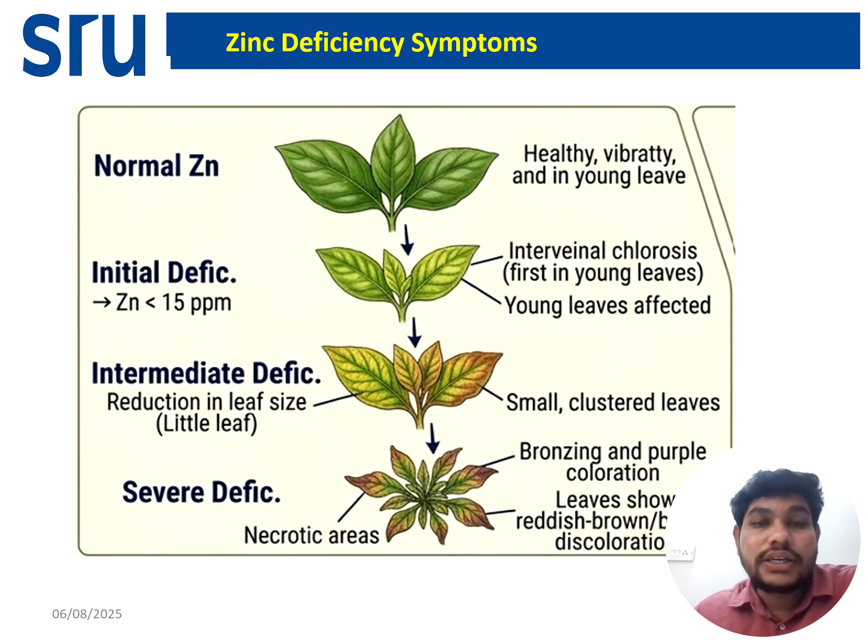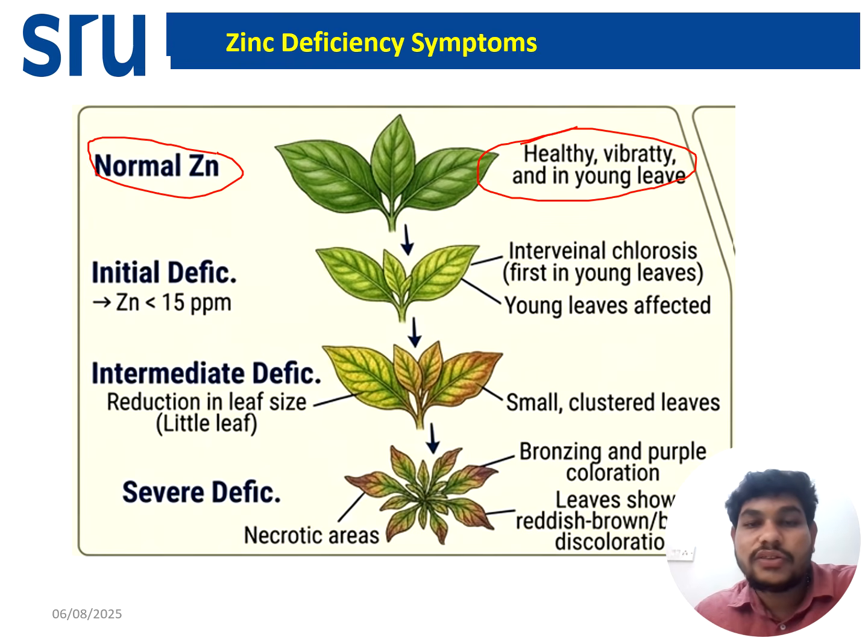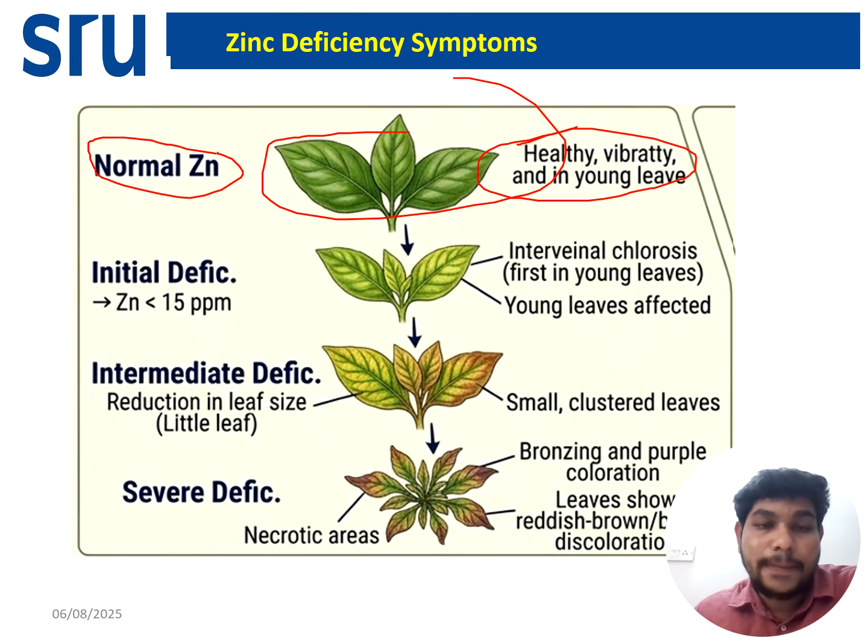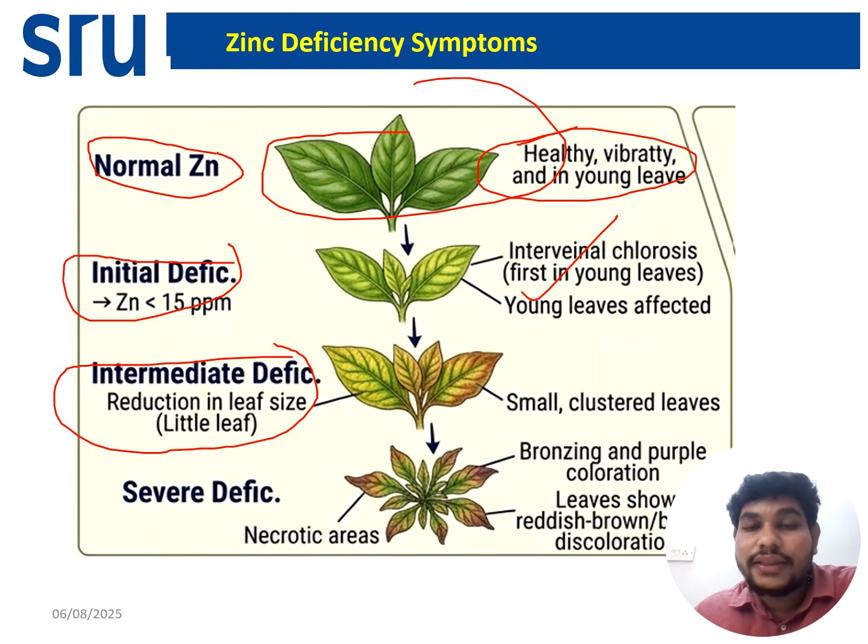See, if the zinc is normal, you will see the plant is healthy. There is no deficiency. It is green in color. If it is less than 15 ppm zinc, there is a deficiency. You will see interveinal chlorosis. Young plants will get affected. If the deficiency is more, less than 10 ppm, then it turns a brownish color. Then necrotic spots will form.